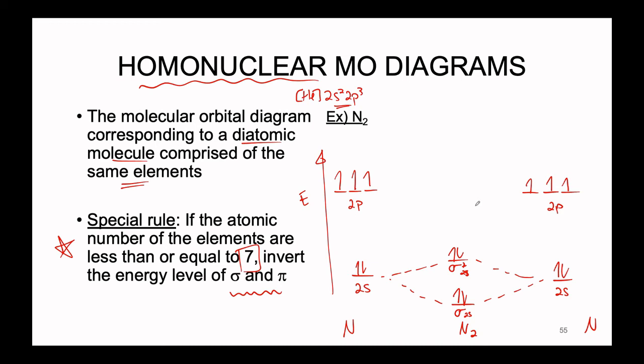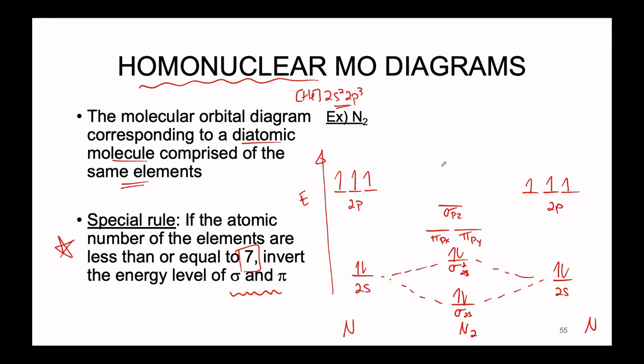Now that we move on to the p orbitals, here's where the special rule is going to come into play. Since nitrogen has an atomic number of 7, we are going to have to invert the sigma bonding MO and the pi bonding MO. What this means is that we're going to end up with the pi's down below and the sigma up above, only in the bonding case. So here's our pi, here's our pi, here's our sigma, specifically for the px, py, and pz.